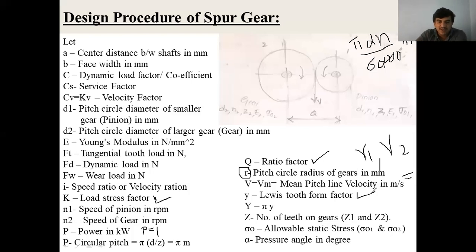Then Y stands for Lewis tooth form factor. The Lewis tooth form factor is in terms of the number of teeth, and capital Y is equal to pi times the Lewis factor. Z stands for number of teeth. Z1, suffix 1, stands for number of teeth on pinion, and suffix 2 stands for number of teeth on gear. Right. Next, sigma. Sigma stands for normal stress. Suffix o is allowable static stress. 1 stands for pinion, 2 stands for gear. And alpha is the pressure angle in degree. It may be 14.5 degree or 20 degree, 20-degree full depth involute or 20-degree stub involute.